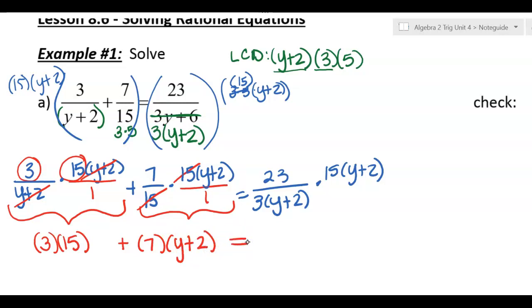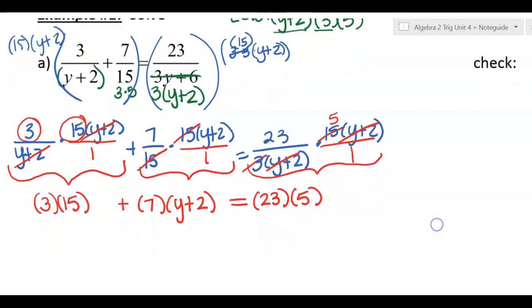Then I have my equal sign. My third term is on the other side of this equation. The factor of y plus 2 can cancel. The factor of 3 cancels a factor of 3 out of 15, leaving a factor of 5. So I'm left with 23 times 5. And this is kind of what I was looking for. I was looking for a simpler equation. I know it doesn't look like how you always see it, but you can see there's no more denominator. There's a lot less happening. Now I have a much better chance at getting through the solving of this.